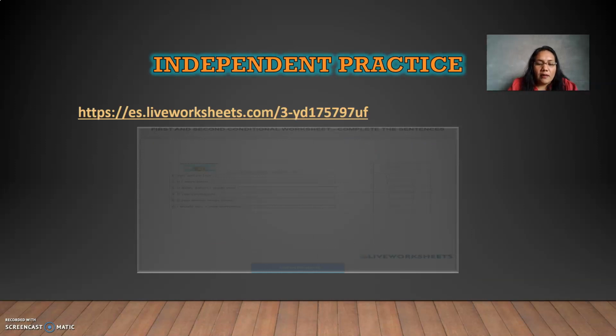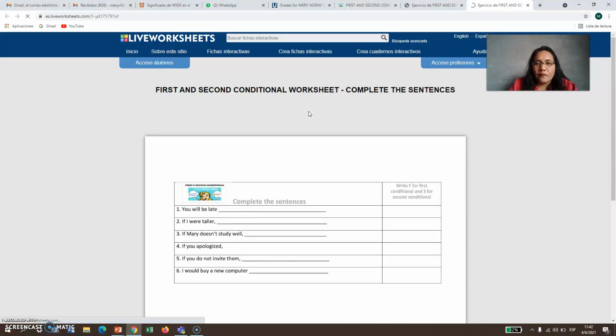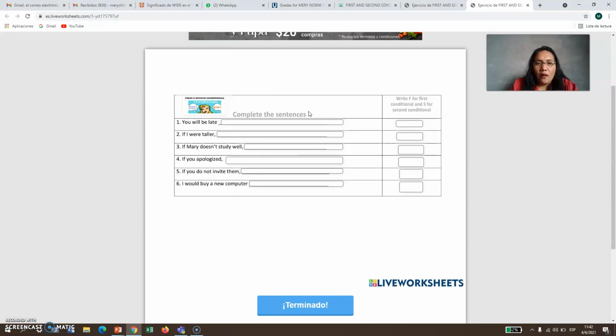Independent practice. With the last exercise, the students will need to complete sentences using the corresponding structure, either first or second conditional. For example: if I were taller, I could be a good basketball player. A clause is given and students complete with the correct form and their own ideas, and also they need to write F for first conditional and S for second conditional.